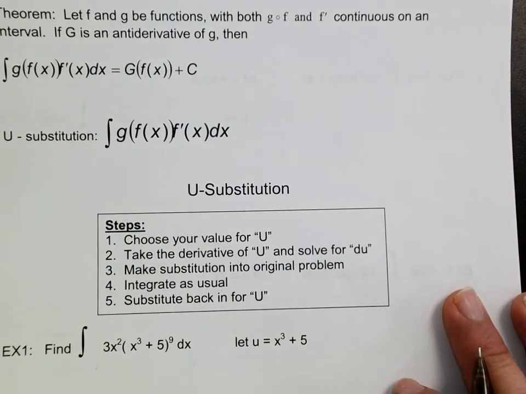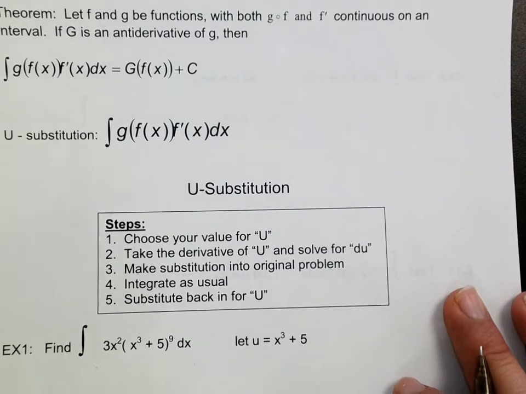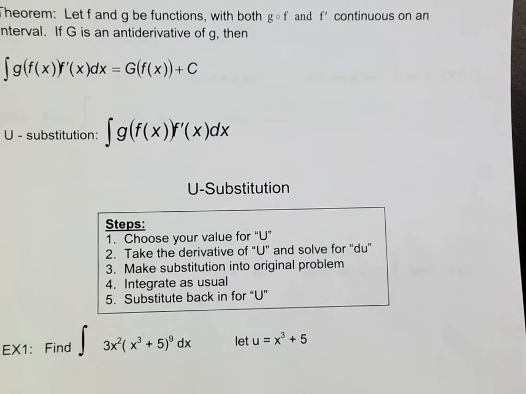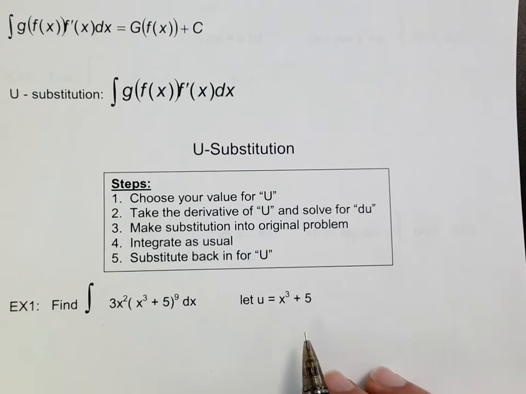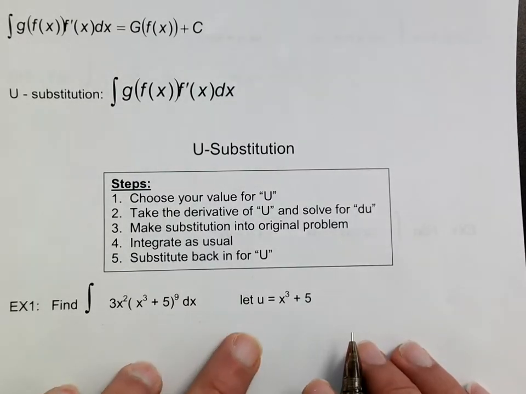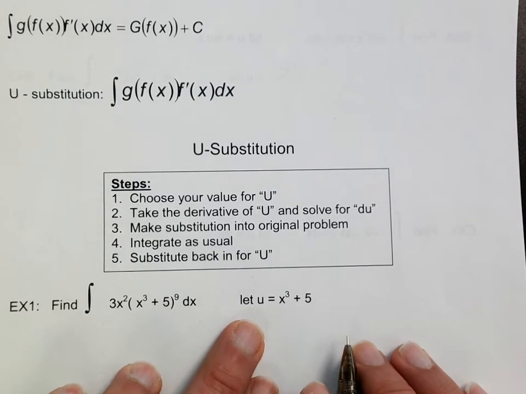There's 5 steps you need to follow, and the steps are relatively simple. Now, how to do it could be difficult, but the concept is not too bad. Alright, so you're going to choose a value for U. Now, on all of your homework and on this, they're just going to tell you what U is. So you don't necessarily have to worry about step number 1. Now, the second step, and I'm going to do it as I'm talking about it, is you're going to take the derivative of U.